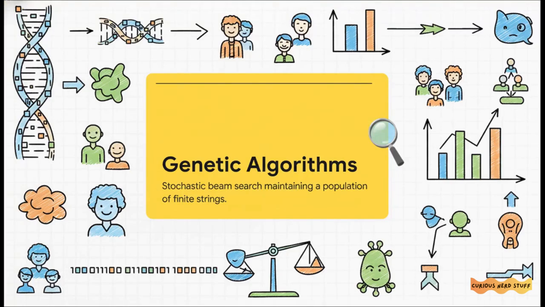Genetic algorithms, or GAs, lean heavily on biology. They're actually a really fascinating variant of that stochastic beam search we just talked about, but they're directly inspired by natural selection. Instead of a team of climbers, the algorithm maintains a population of individuals. And these states are often represented as finite strings, like lines of binary code, which act exactly like digital DNA.